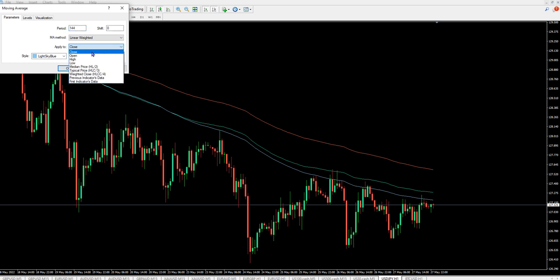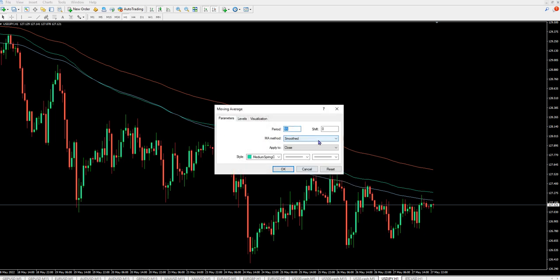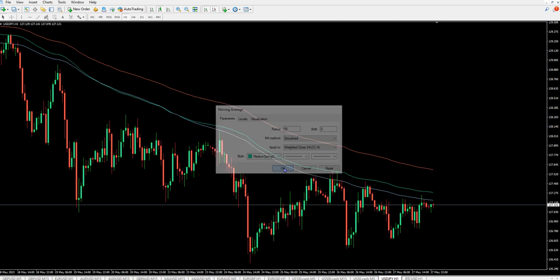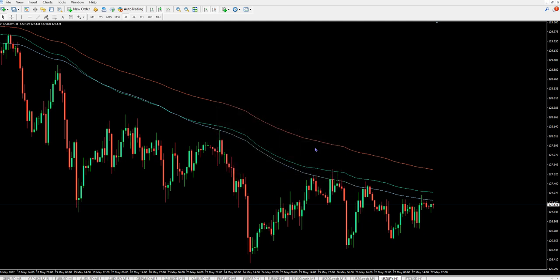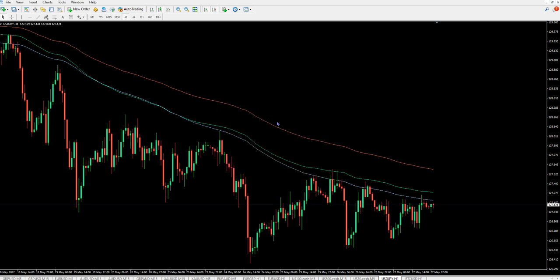Let's say the default setting is to have it on the close. Let's say you just had the high, the median price factored in, which is the high and the low, the middle point of that. See, it didn't change much, but it did change. Let's show this one. So your weighted close, divided by 4. Let's do an open. A little bit of change.